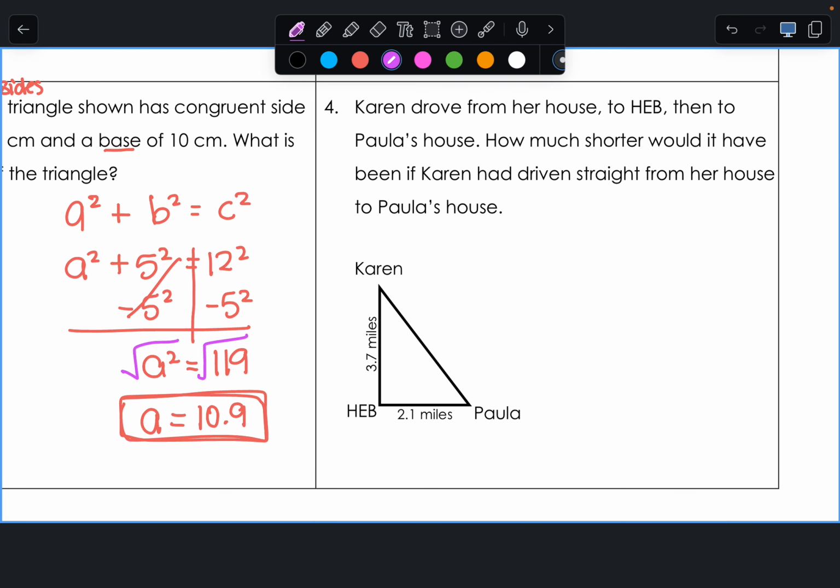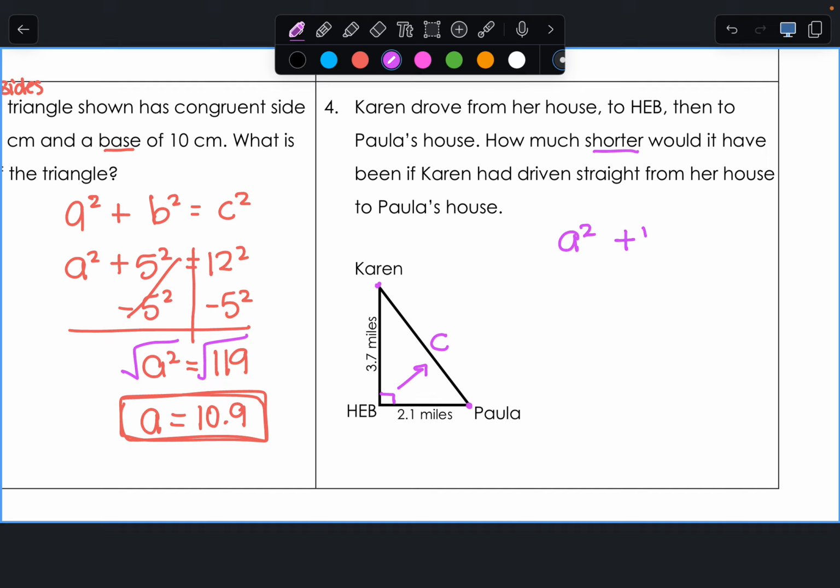The next one. You have a picture provided. It says Karen drove from her house. She went to HEB, then to Paula's house. But how much shorter, if you're trying to find the shorter way to go home, you're taking a shortcut. So you go straight from where you end up at Paula back to Karen's, creating a diagonal, right? So if we're looking for the shorter way, what side are we looking for? Side C.